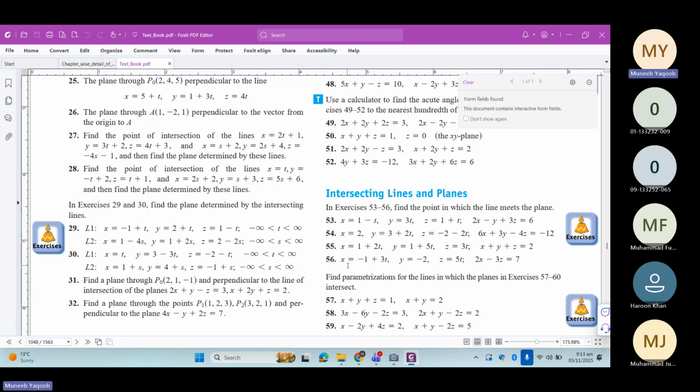First of all, let me just write the question on my register. The given equation of the straight line is x equals 1 minus t, y equals 3t, and z equals 1 plus t. And the equation of the plane is 2x minus y plus 3z equals 6. This is question number 53, and here we are learning how to find the point of intersection of a straight line and a plane.